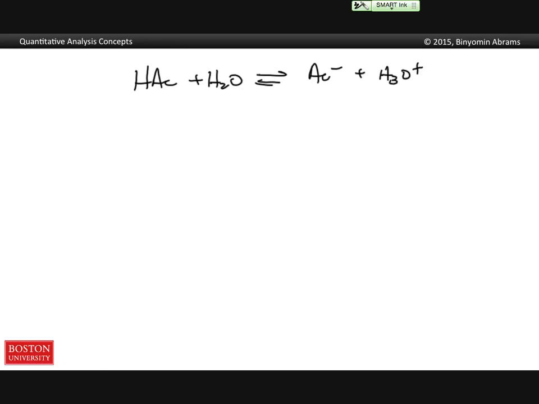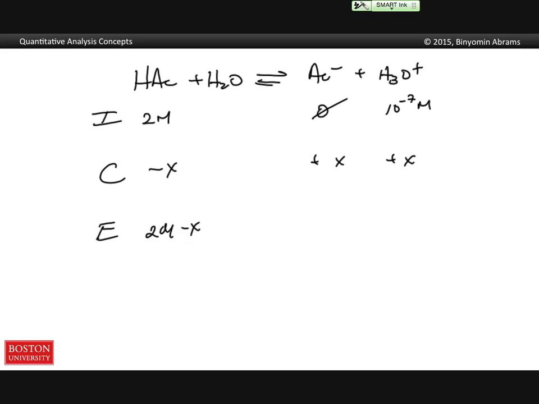So we know that we started with 2 moles per liter of this stuff. We had none of this. And we had around 10 to the minus 7 moles per liter of hydronium if we were talking about 25 Celsius water. We know that we're going to consume some of our acid, form some conjugate base and form some more hydronium, and at equilibrium we're going to have 2 molar minus x of the acid, x moles per liter of the acetate, and 10 to the minus 7 moles per liter plus x of the hydronium. Now, we already know what x is because we measured it.